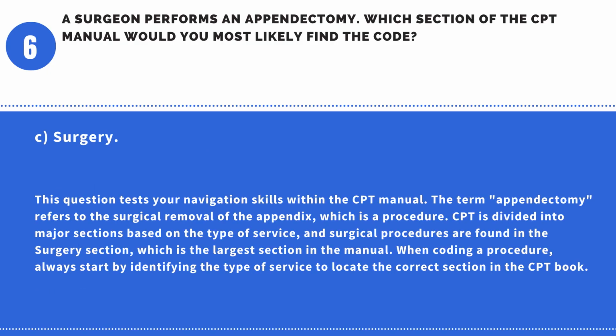Answer C. Surgery. This question tests your navigation skills within the CPT manual. The term appendectomy refers to the surgical removal of the appendix, which is a procedure. CPT is divided into major sections based on the type of service, and surgical procedures are found in the surgery section, which is the largest section in the manual. When coding a procedure, always start by identifying the type of service to locate the correct section in the CPT book.